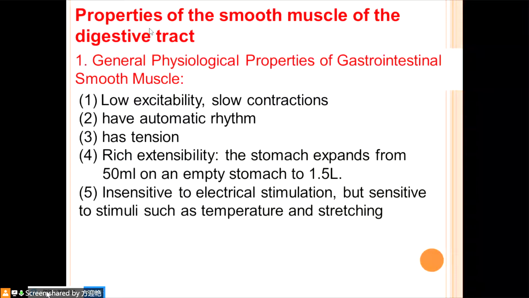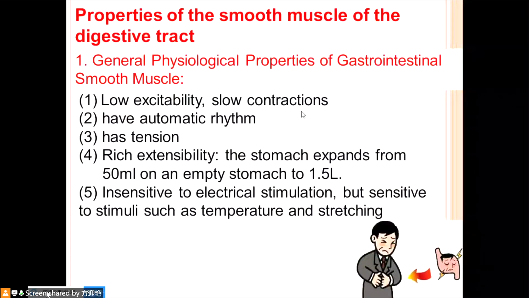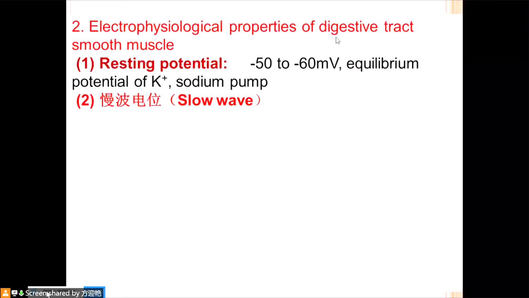So these are the general physiological properties. Next are the electrical physiological properties of the gastrointestinal smooth muscle, which include the resting potential. The resting potential is mainly formed by potassium outflow. Second, it has slow waves.